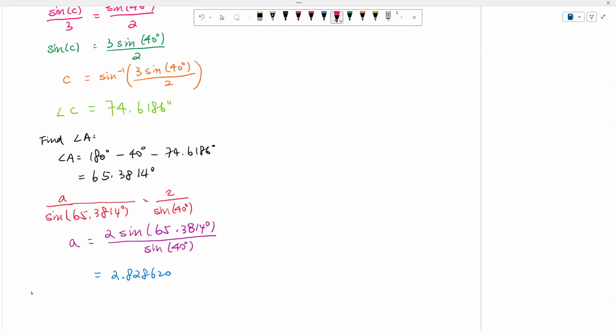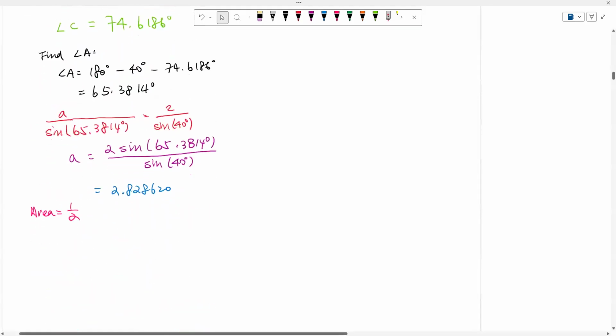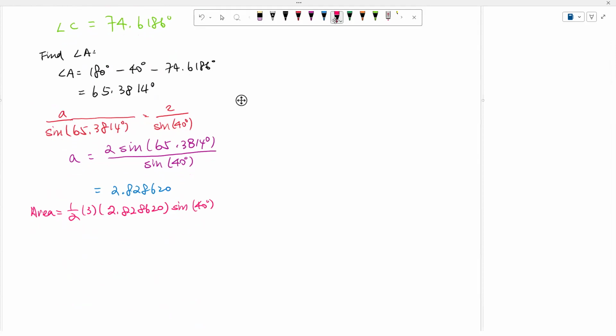And the area is 1/2. Now again, we would like to use this angle 40 degrees, this 3, and side A to help us find the area of the triangle. 3 times 2.828620 multiplied by sine of 40 degrees, and the area is equal to 2.7273.